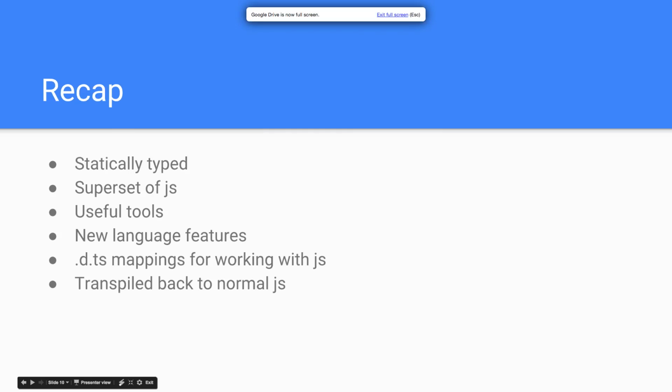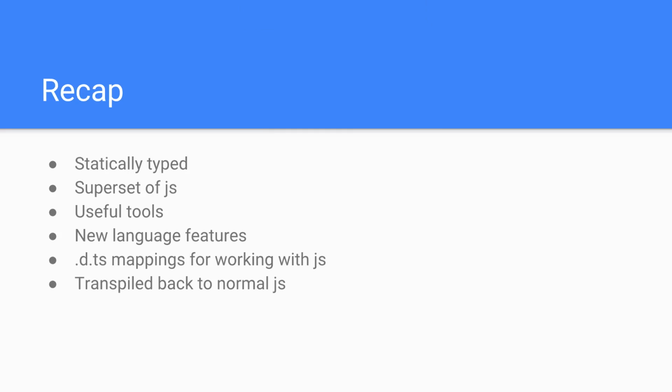Cool. So a quick recap. TypeScript is kind of like CoffeeScript or some of those other JavaScript-like languages. Statically typed. It's a superset. You transpile it back down to whatever version of JavaScript you want to use, usually right now it's ES5. It gives you a bunch of useful tools like type hints, autocomplete, things like that, and implements a lot of new language features. Then you have the TypeScript definition files to work with current modules that are optional. And that's about it.